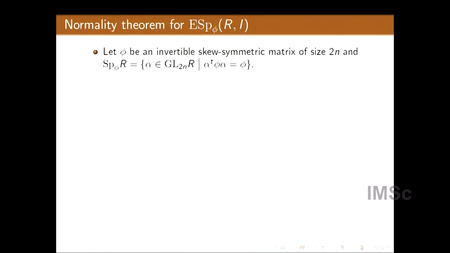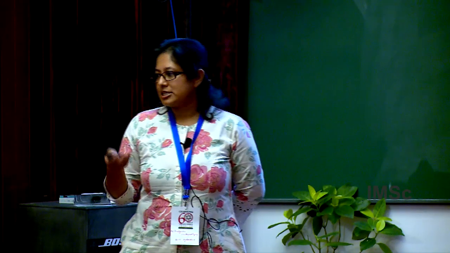He did not really work with that group a lot, but here I am taking phi to be an invertible skew symmetric matrix of size 2n, and then one can define this group SP phi (R). Earlier it was SP2n(R) with respect to the standard symplectic form. Here I am defining a new group, which I denote by SP phi (R), with respect to any invertible skew symmetric matrix.